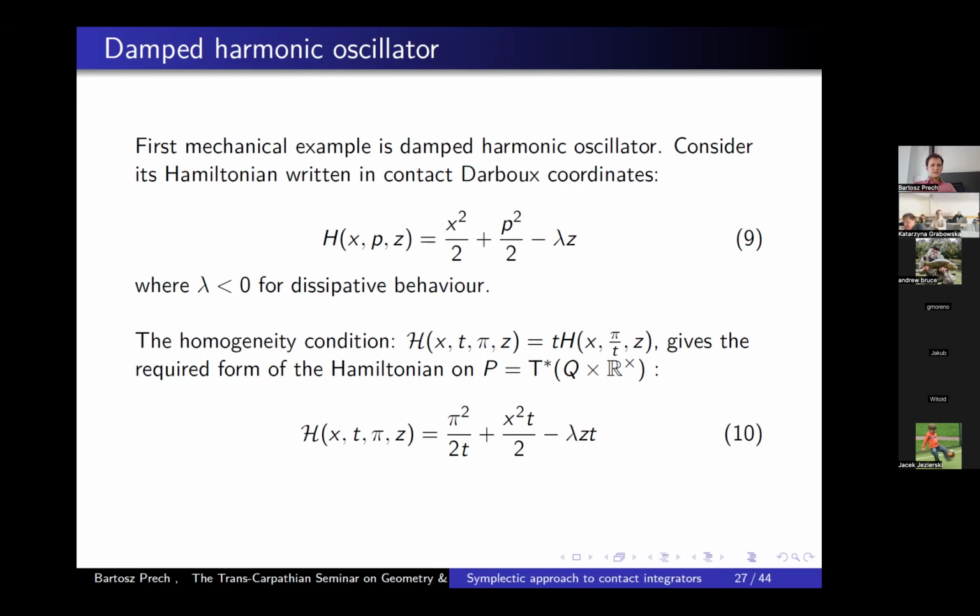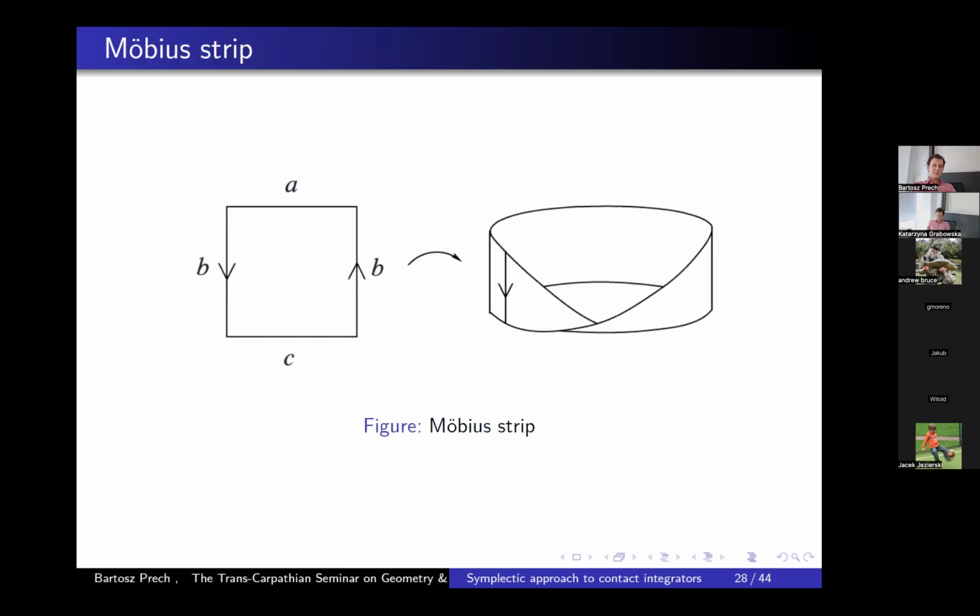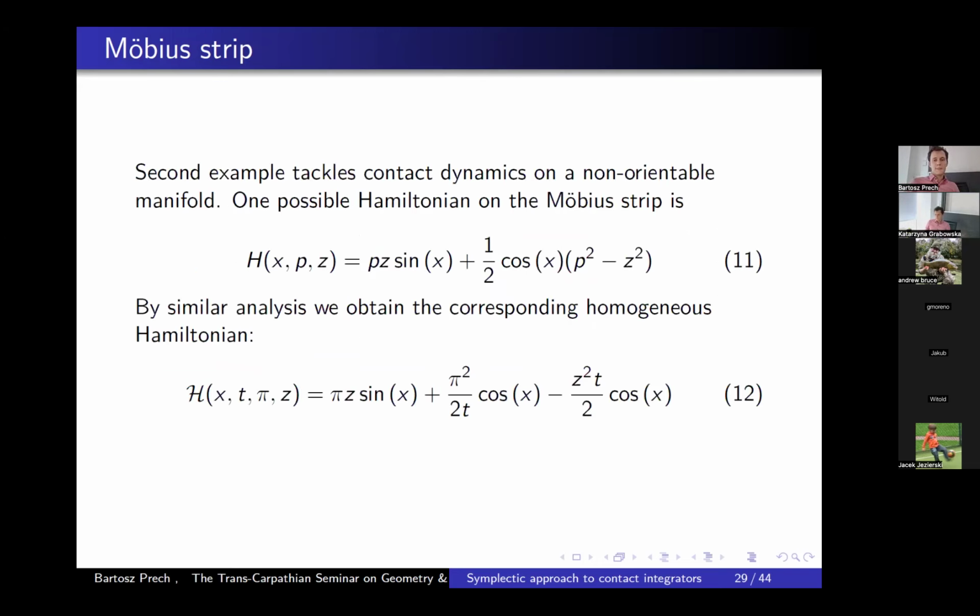Yes. And the second example would be a Möbius strip, but more precisely on the first jet. So that's the standard picture for a Möbius strip, but you think more of a first jet of this Möbius strip. First of all, the vertical direction should be infinite, not an interval, but the whole line.